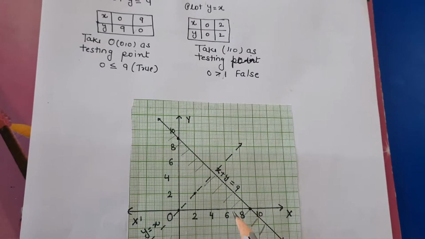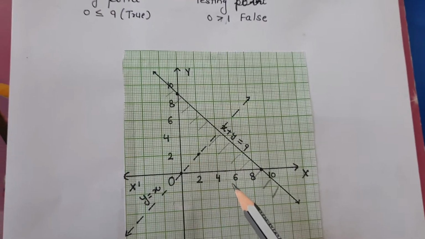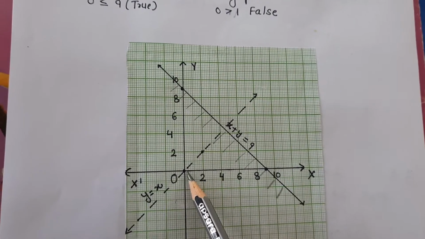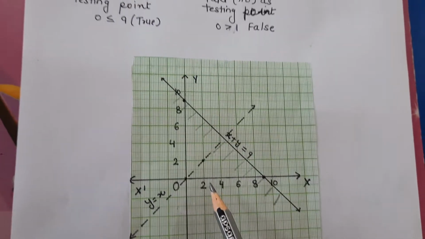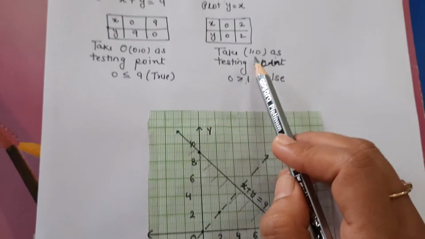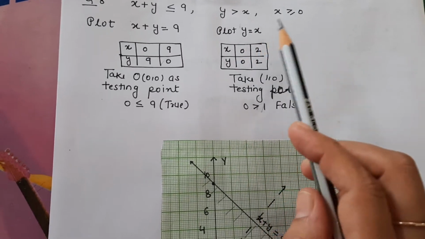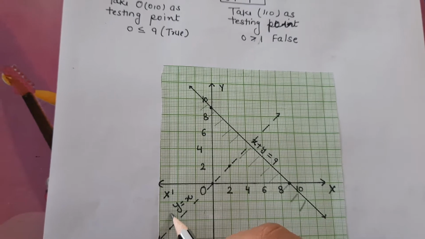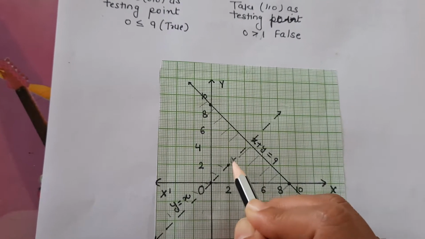Now this line is passing through the origin. So we take a testing point either in the downward direction or in the upward direction. If you take the downward direction of this line, the positive x-axis is below the line. So I have taken 1, 0. You can take 1, 0, 2, 0, 3, 0, right? Suppose you take 1, 0, that means x is 1, y is 0. So here 0 greater than 1, false. That means points in the downward direction are not satisfying the condition. So the region will be in the upward direction.